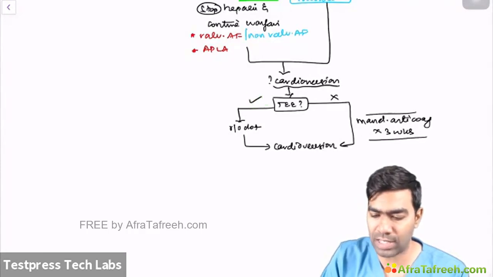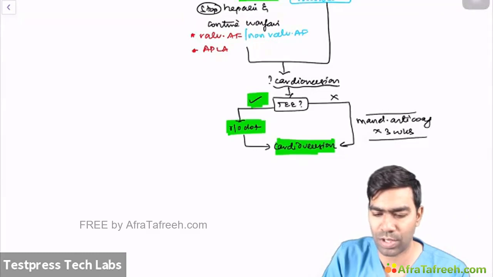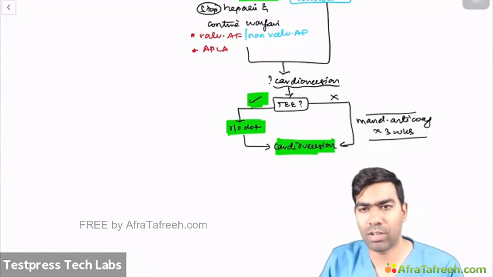So that's why if you have a TEE, it's a huge advantage. You can straight away go for cardioversion once you have ruled out a clot. If there is a clot, then you have to wait till the clot is lysed.